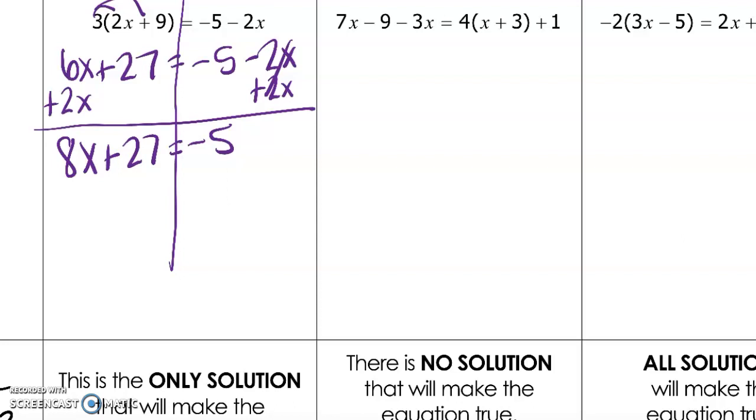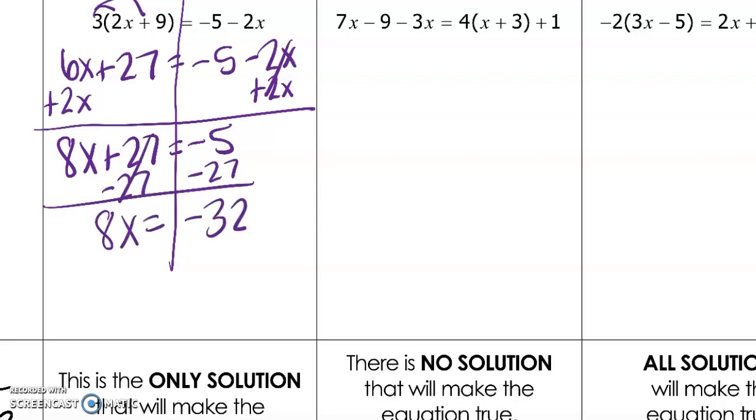Once we moved our variable, it's our normal two-step equation, so you'll add or subtract first. In this case, we need a -27. 8x equals -32. Divide by 8. x equals -4. So then remember to check that.